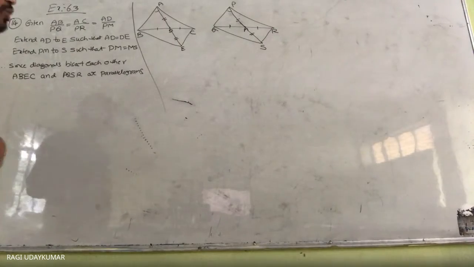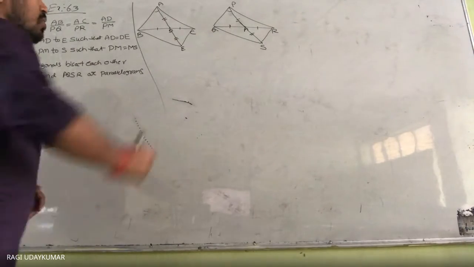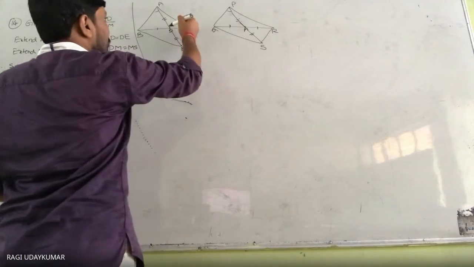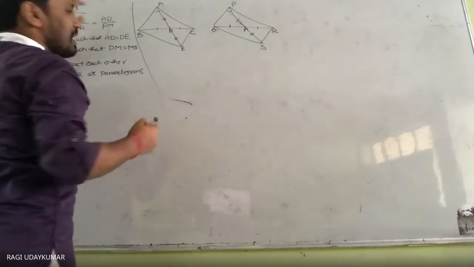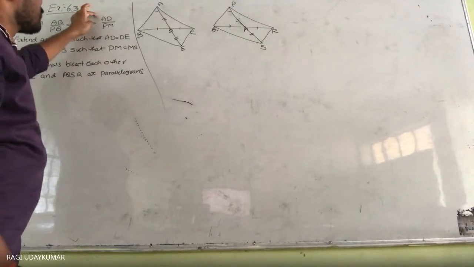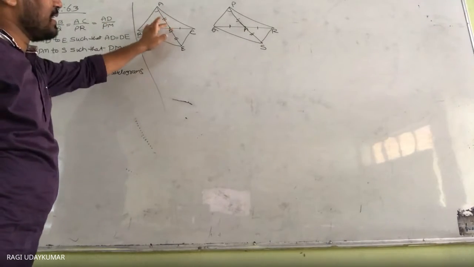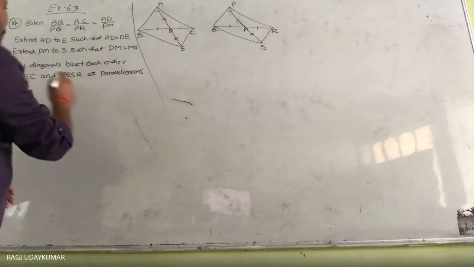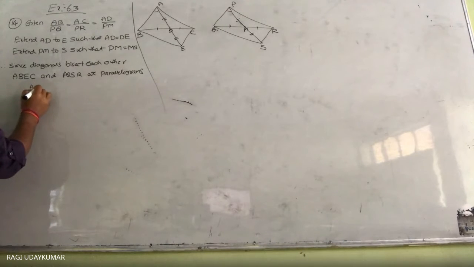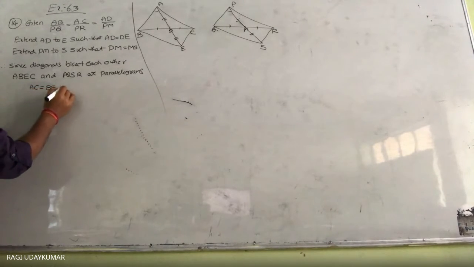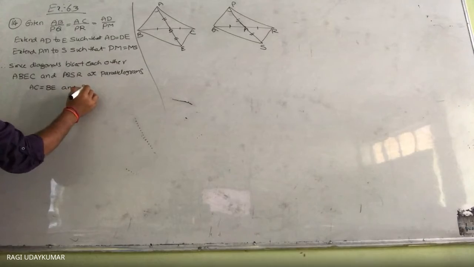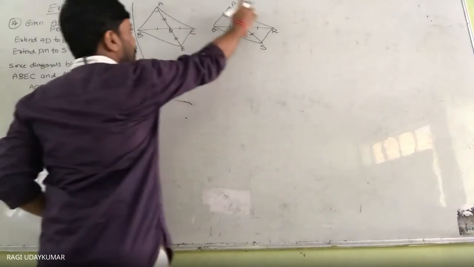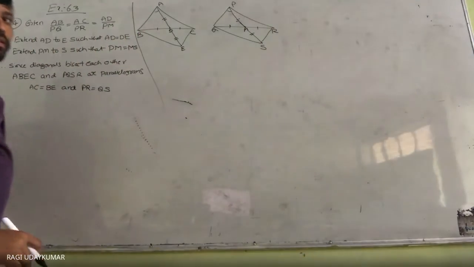So how do you prove that two triangles are similar? This one by this one is equal to this one by this one. So multiply this by 2. 2 times AD is nothing but DE. So that completes it. So that means here, as they are parallelograms, you can say that AC is equal to DE and PR is equal to QS.